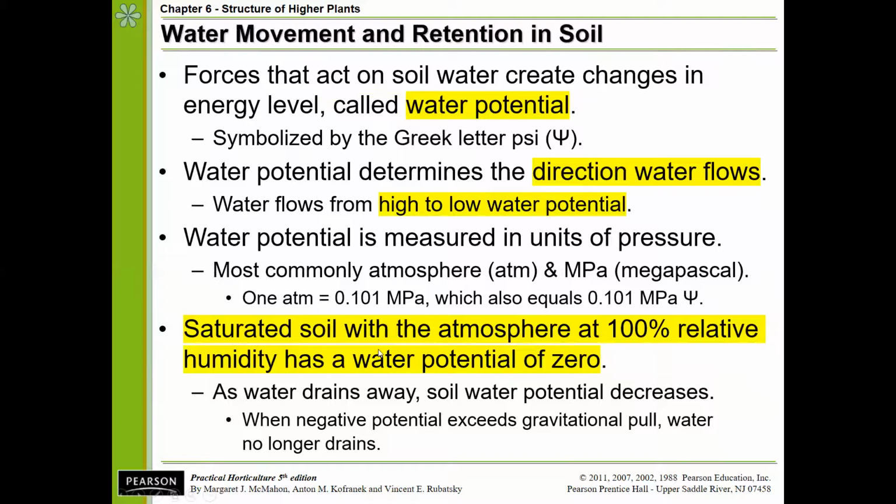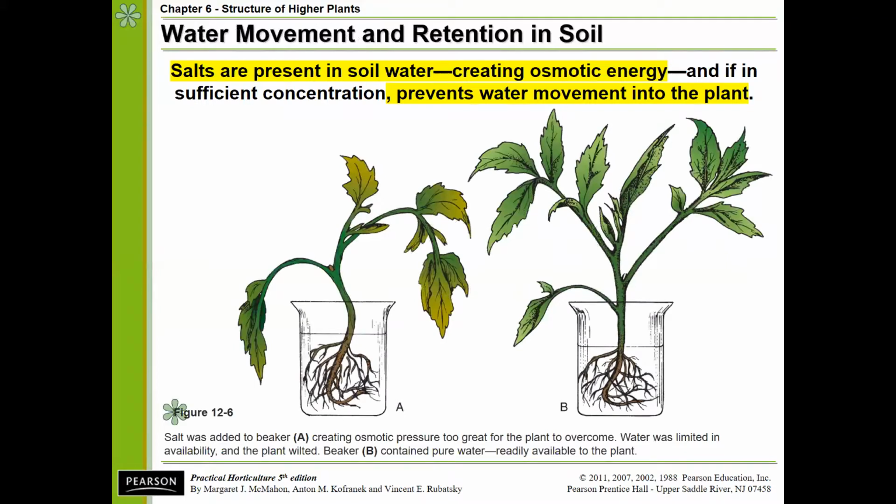So, noting that saturated soil with the atmosphere at 100% relative humidity has a water potential of 0. But is that actually available water? No, it's not. That's the gravitational water. So remember, plant roots can't get water out of saturated soil. It has to at least drain off. You have to have some oxygen in the soil for it to be able to take water up into the xylem in the roots. A little bit more about that in a minute.